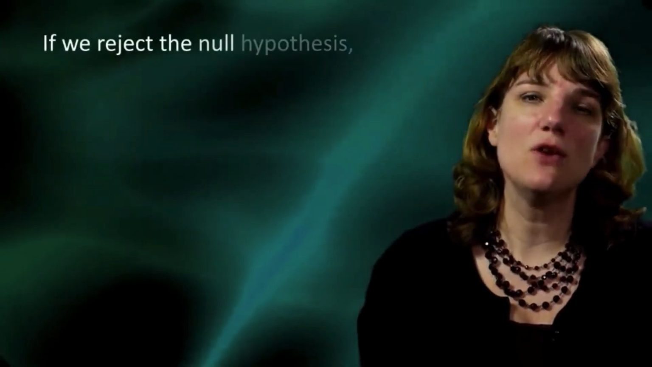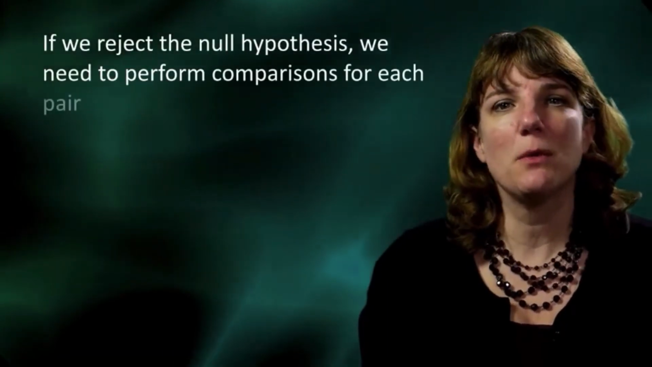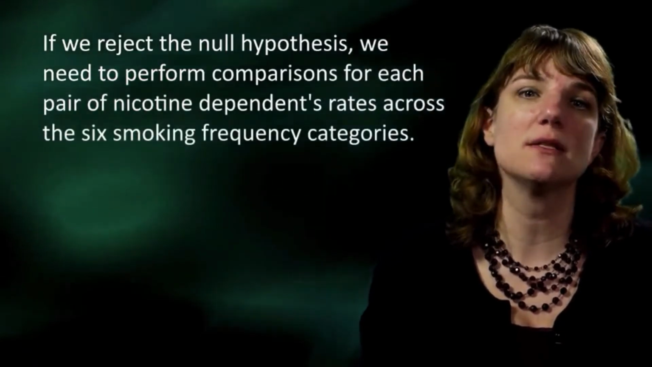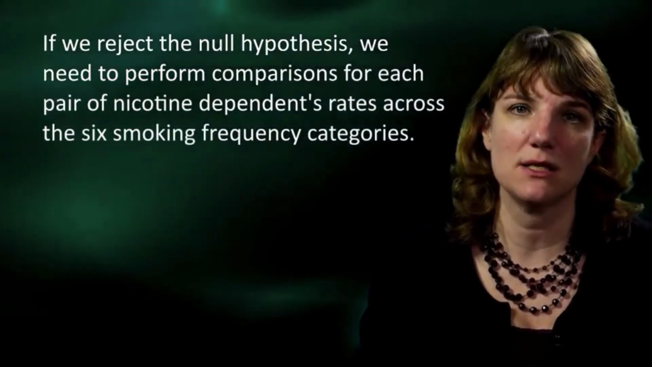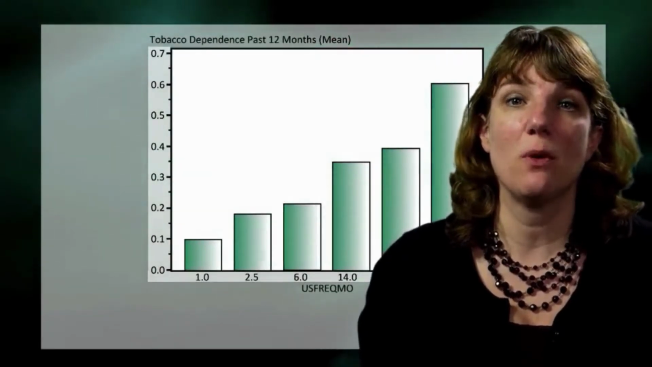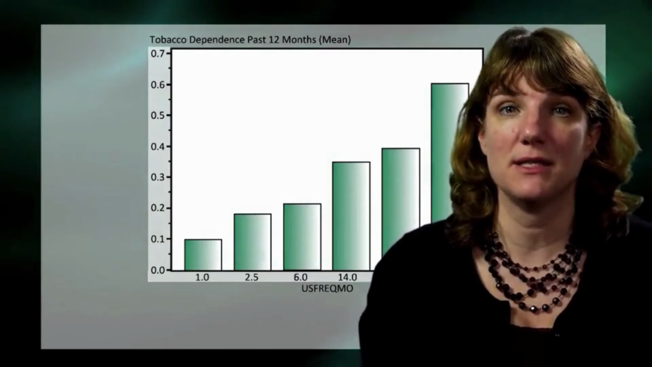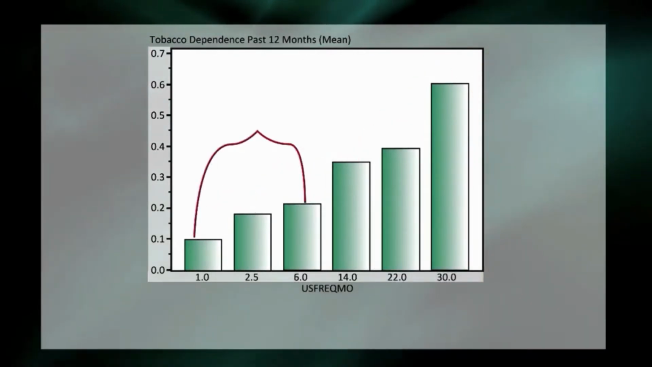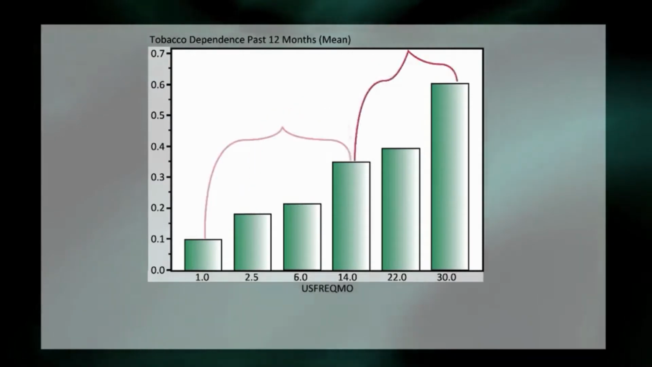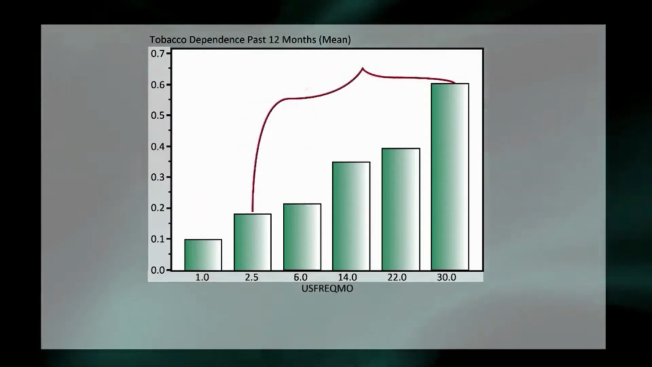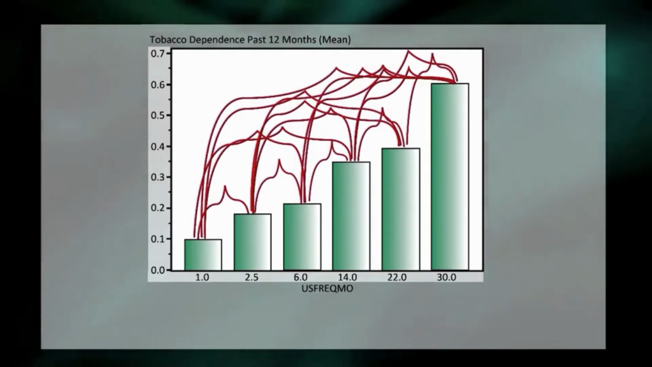If we reject the null hypothesis, we need to perform comparisons for each pair of nicotine dependence rates across the 6 smoking frequency categories. In the case of 6 groups, we actually need to perform 15 pairwise comparisons. With these red brackets, I'm illustrating the 15 paired comparisons that we'll need to conduct. As you can see, there are so many, it's actually difficult to illustrate this graphically.